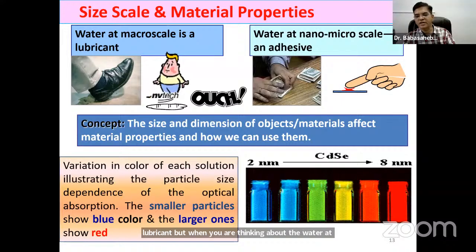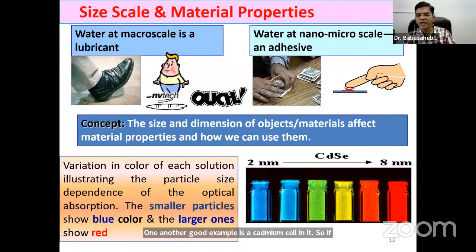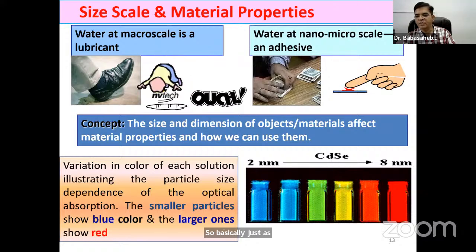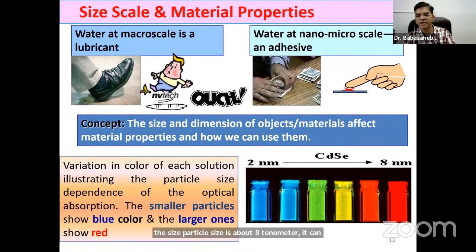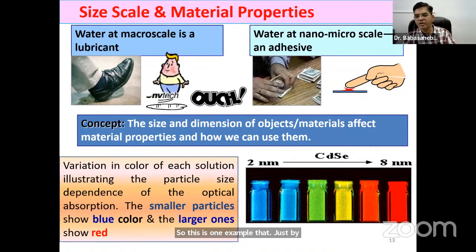Another good example is cadmium selenide. If you change the size of the particle without any doping, it is possible to alter the properties of the material. For example, with cadmium selenide, if the particle size is about 8 nanometers, it can be red. If you reduce the size, because of the quantum size effect, the optical property can change, maybe from red to blue, when you reduce the size to 2 nanometers. So this is one example that just by altering the size of the particle, you can change the property.